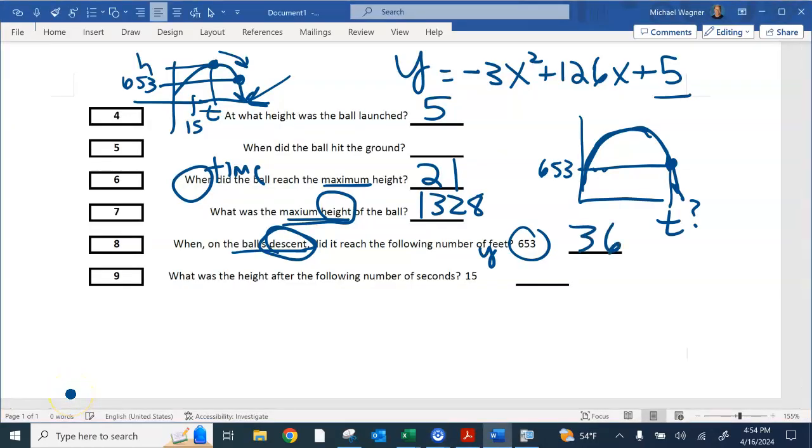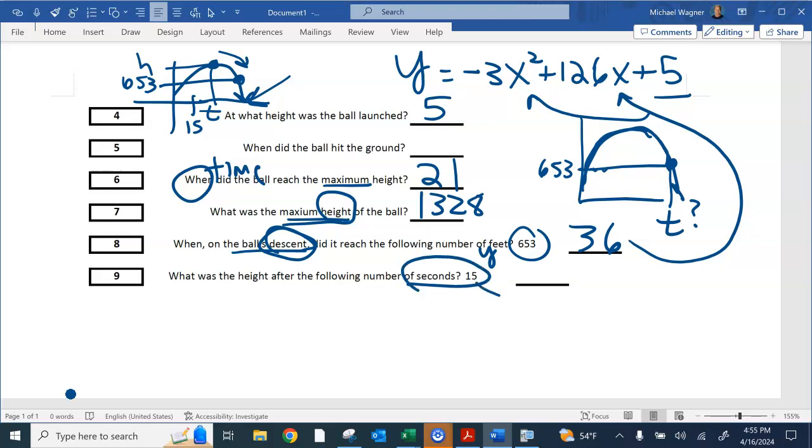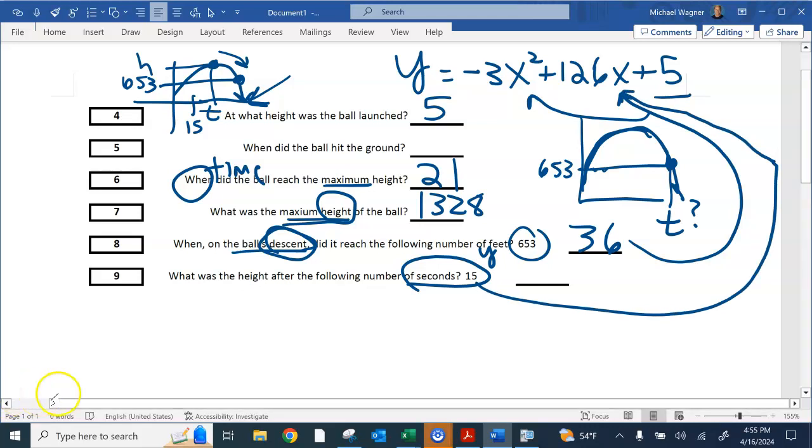Okay. Now, if you wanted, you could confirm it by plugging it in over here, and it should equal 653. But that is it. Okay. One last thing. What was the height after the following number of seconds? One, you could take the 15 and put it back into the X here, but there's a quick way you can use the calculator. I'll show you that it does it real quickly for you.